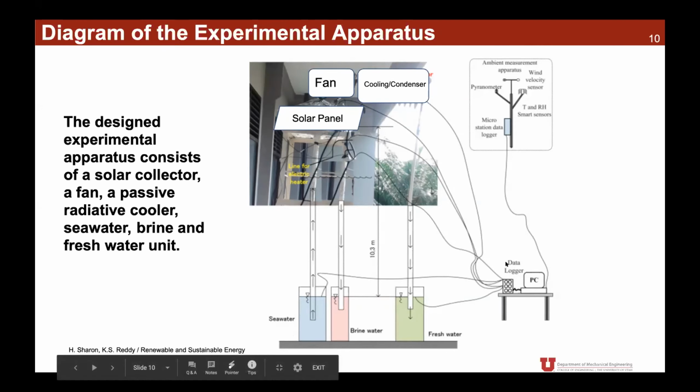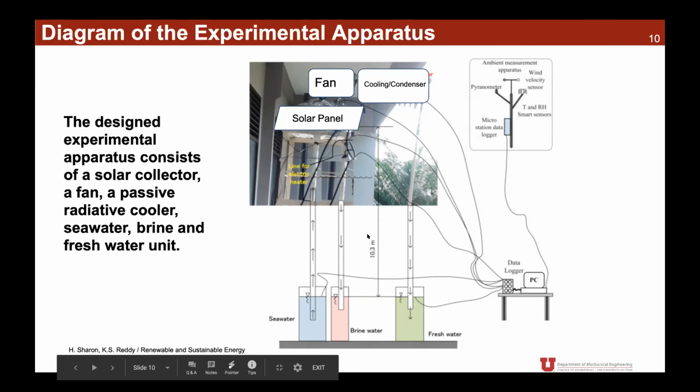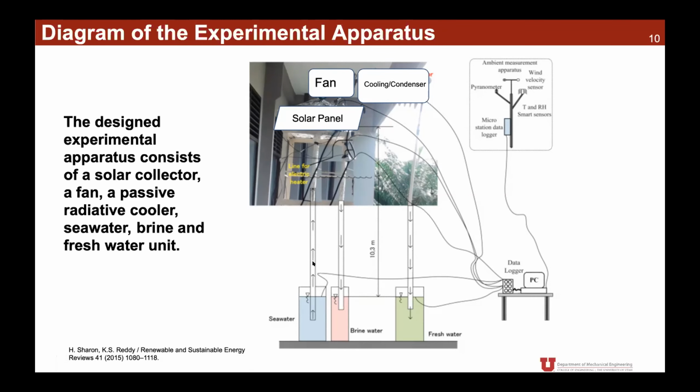Of course, you're going to have your data logging tools and your ambient measuring apparatus to control the external factors. Essentially, this left-hand column acts as your evaporator column, where the solar rays heat up the seawater and the vapor is then processed through, where the fan mass transfers that vapor to the cooling/condenser unit. And then from there, it flows back into the freshwater unit.